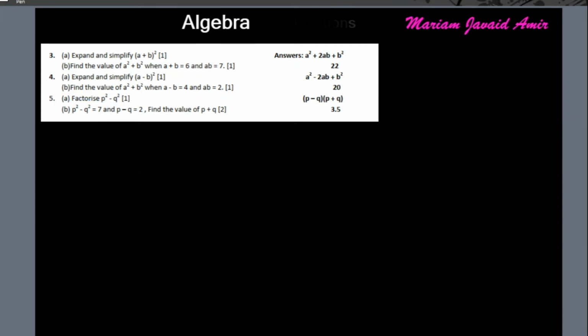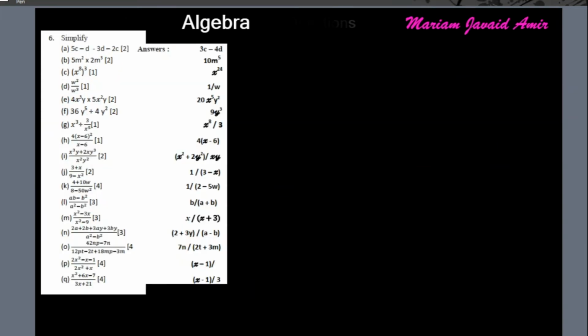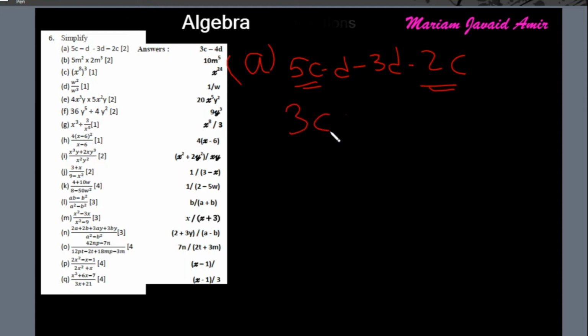Alright. Next is question number 6. Simplify the following. Part A: we have 5c minus d minus 3d minus 2c. So add c's and c's. 5 minus 2 is 3, so we write 3c, and then minus 1 minus 3 is minus 4, so minus 4d. Answer for part A.